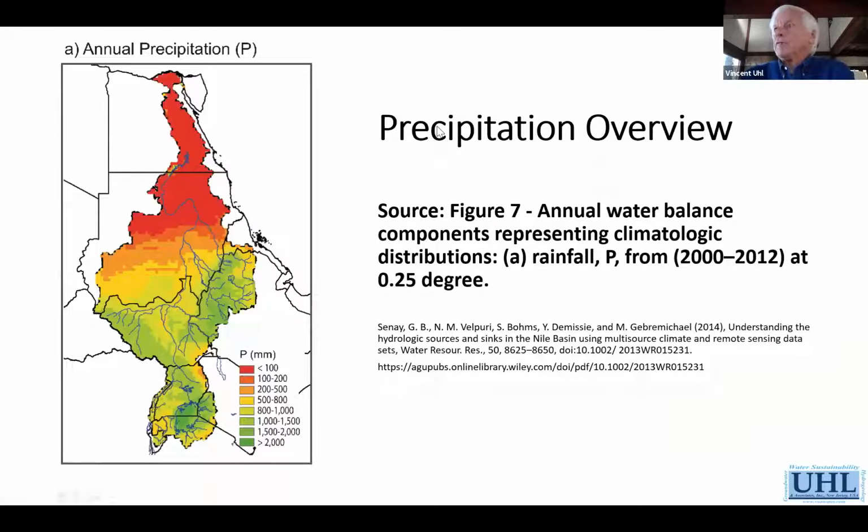And just to give a rainfall or precipitation overview, the variation is from less than 100 millimeters per year in the north. And then as we move south to Uganda and southeast into the Ethiopian highlands, there can be areas where there's greater than 2,000 millimeters per year of rainfall. So quite a variation in precipitation from north to south. And with that, I will pass the baton to Ambassador Lang Schemerhorn.